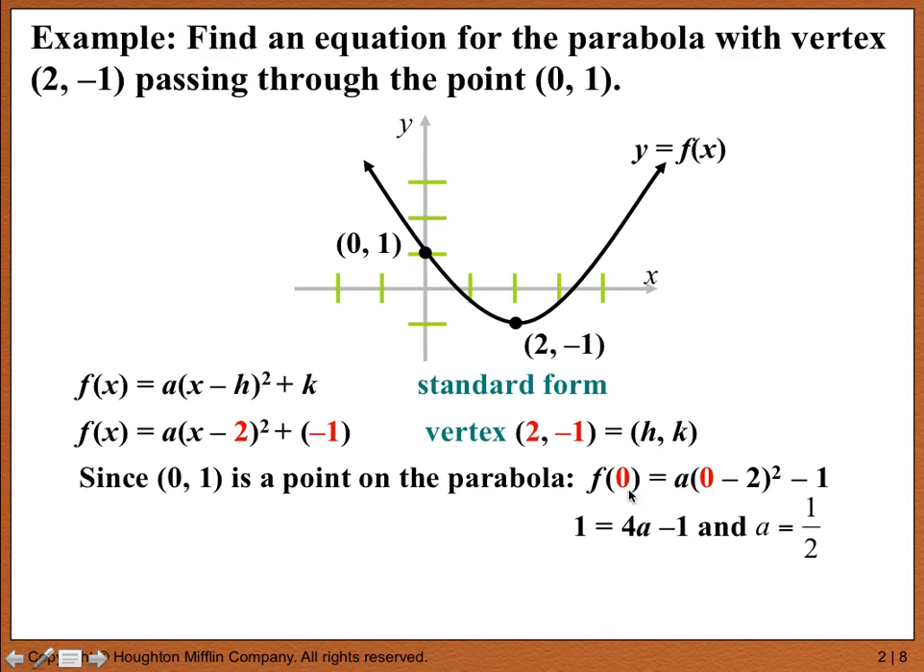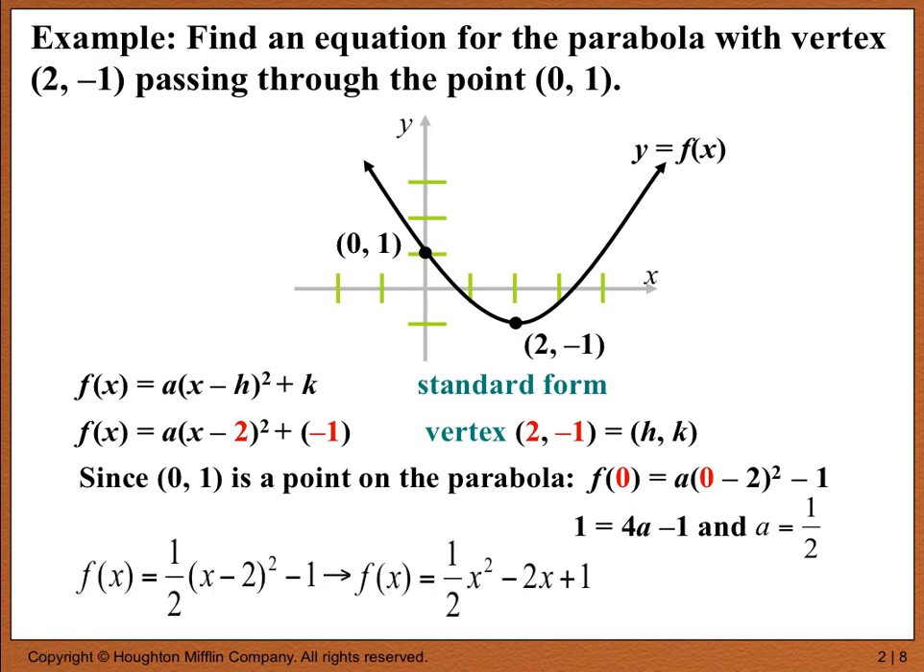Now, how did we go from f of 0 equals 1? Because if I plug in 0 as my x-coordinate, then my y-coordinate is 1. And since the y-coordinate is the same as f of x, that's why f of 0 becomes 1 down here. Then all they did was evaluate, because 2 squared is 4, so you have 4a minus 1. Solving for a, we get a equals 1/2. Therefore, we can write it out this way: f of x equals 1/2 times x minus 2 squared minus 1.